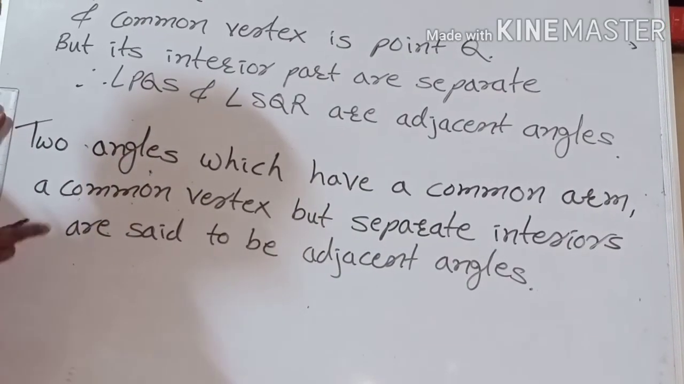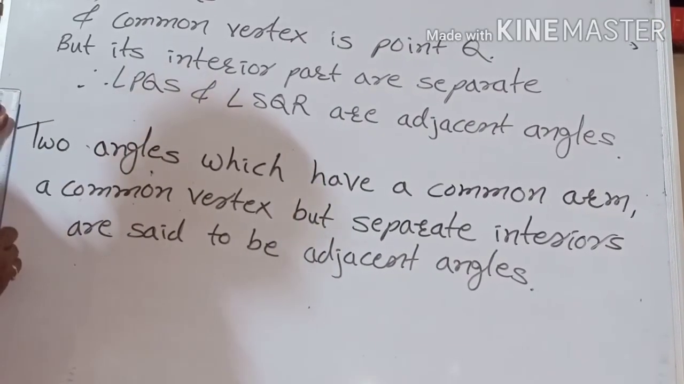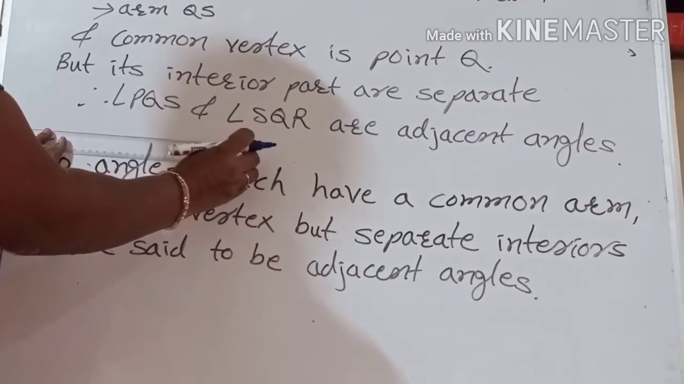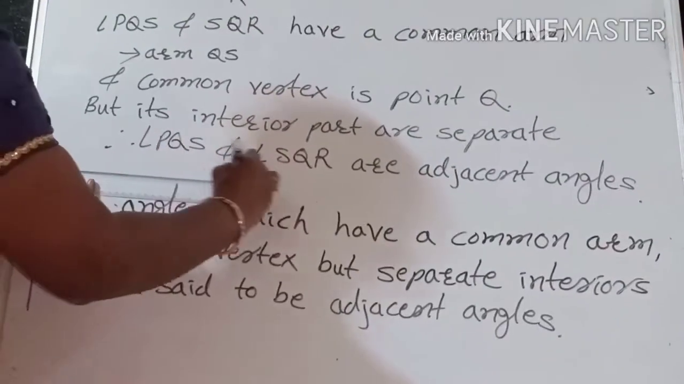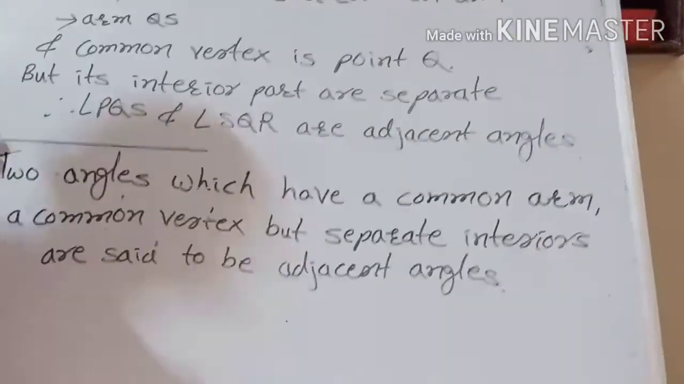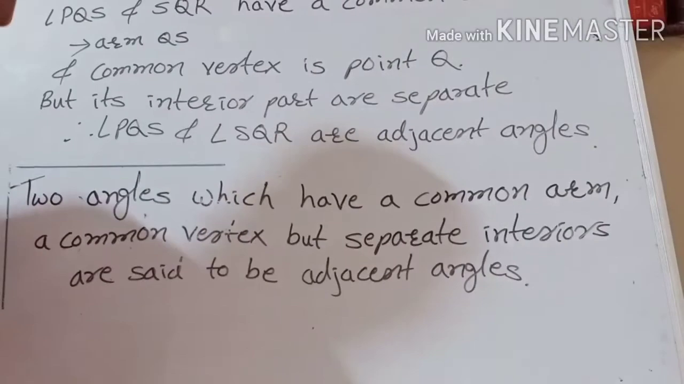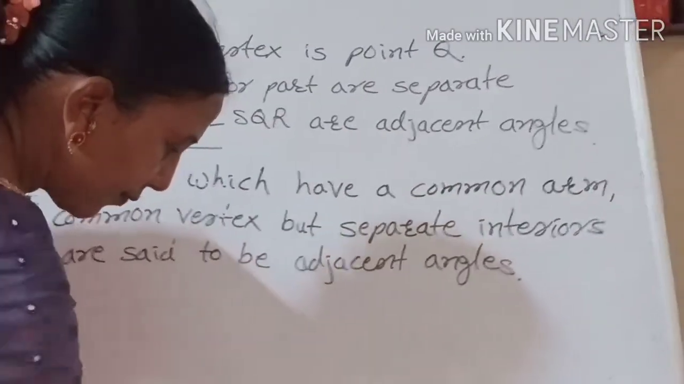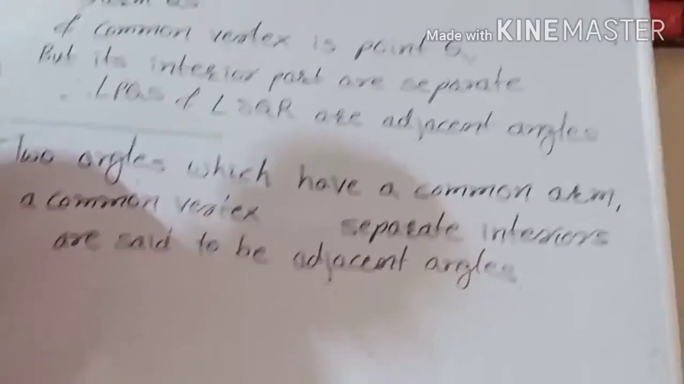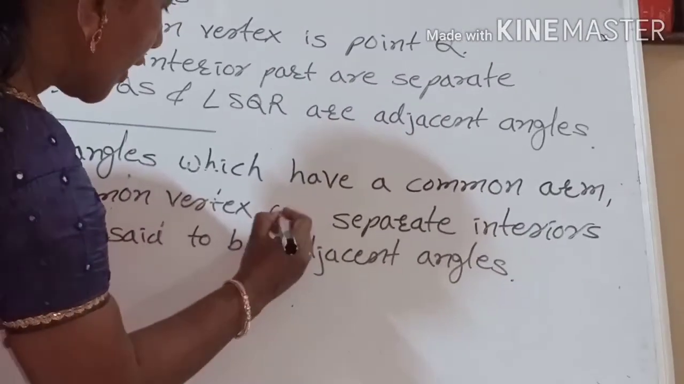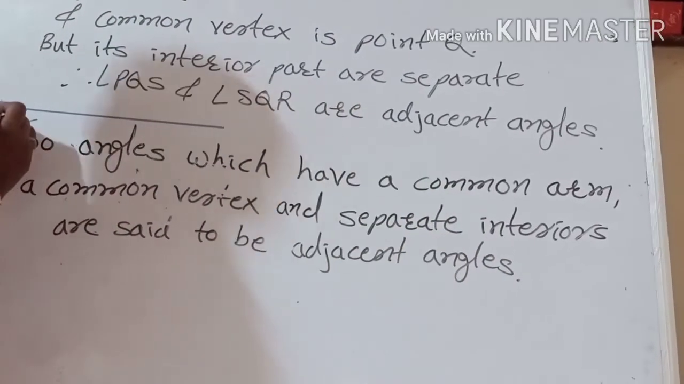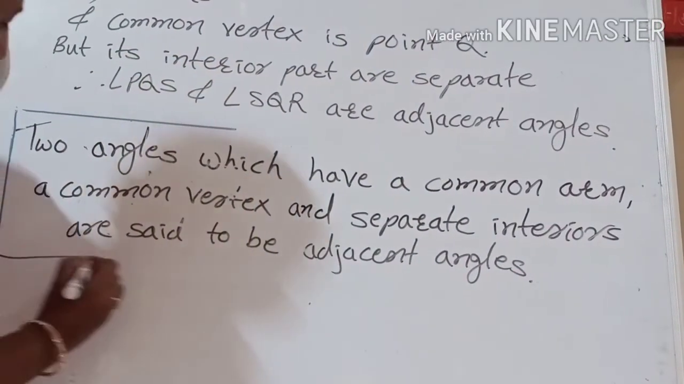Remember this. Which angles are said to be adjacent angles? Two angles which have a common arm, a common vertex and separate interiors. And किंवा but दोन्ही चालते या ठिकाणी लक्षात ठेवण्यासाठी. And separate interiors या ठिकाणी तुम्हाला सोपं जाण्यासाठी. Are said to be adjacent angles. Write down.